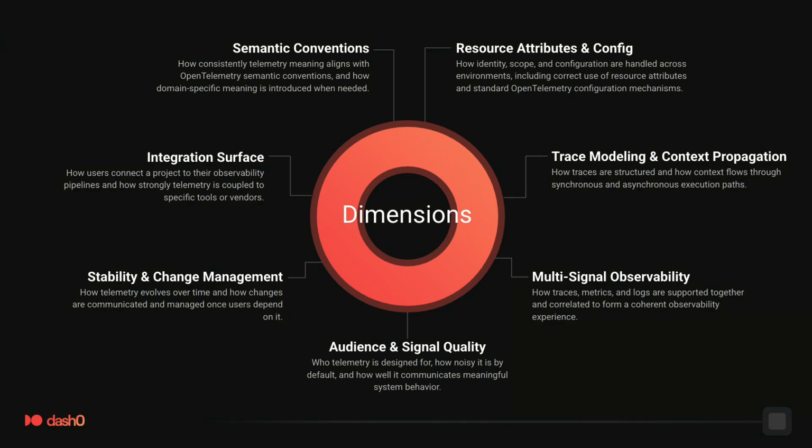But not only looking at 0 to 3, but also at different dimensions, because there are a lot of different ways to evaluate telemetry, especially when you have multiple signals. So I split this into what I call dimensions: semantic conventions, resource attributes and config, trace modeling, multi-signal observability. A lot of different dimensions. I won't go into all the details, but within each of these you could grade it from 0 to 3 and get an idea of how mature the project is.